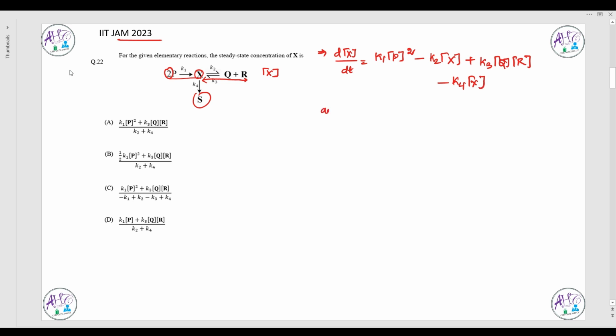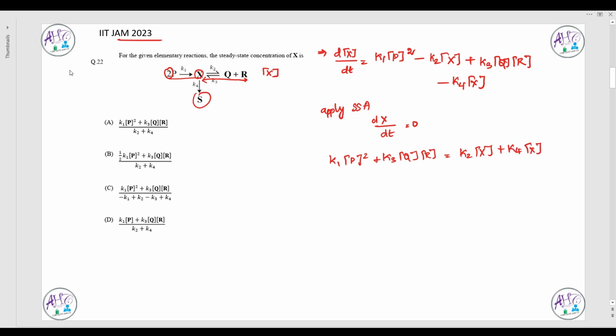Applying the steady state approximation: the net formation of the intermediate will be 0. So your dx by dt will be equal to 0. Then this is going to be k1 concentration of P the whole square plus k3 concentration of Q concentration of R, which is equal to k2 concentration of X plus k4 concentration of X.